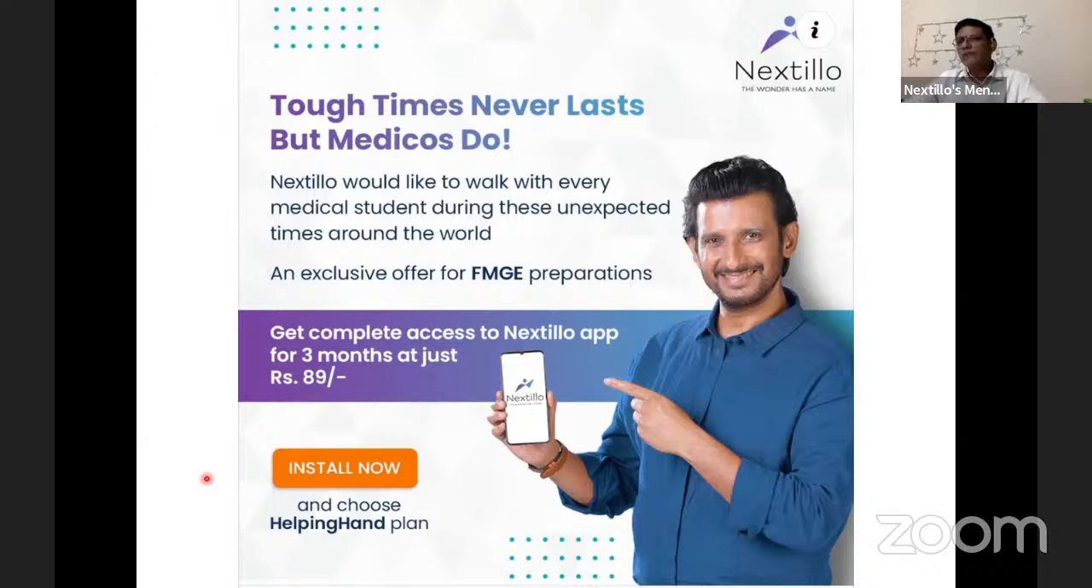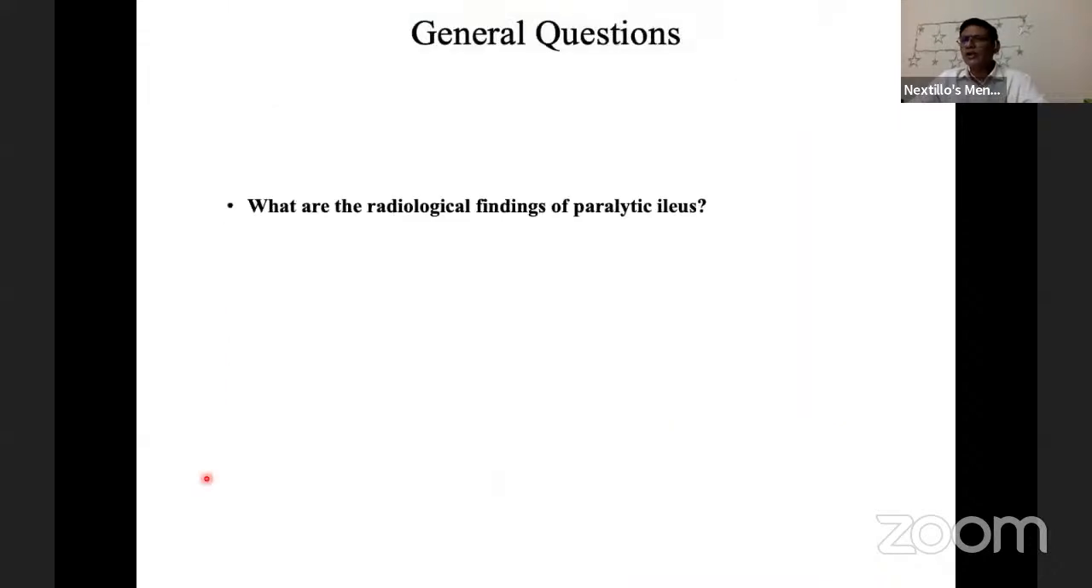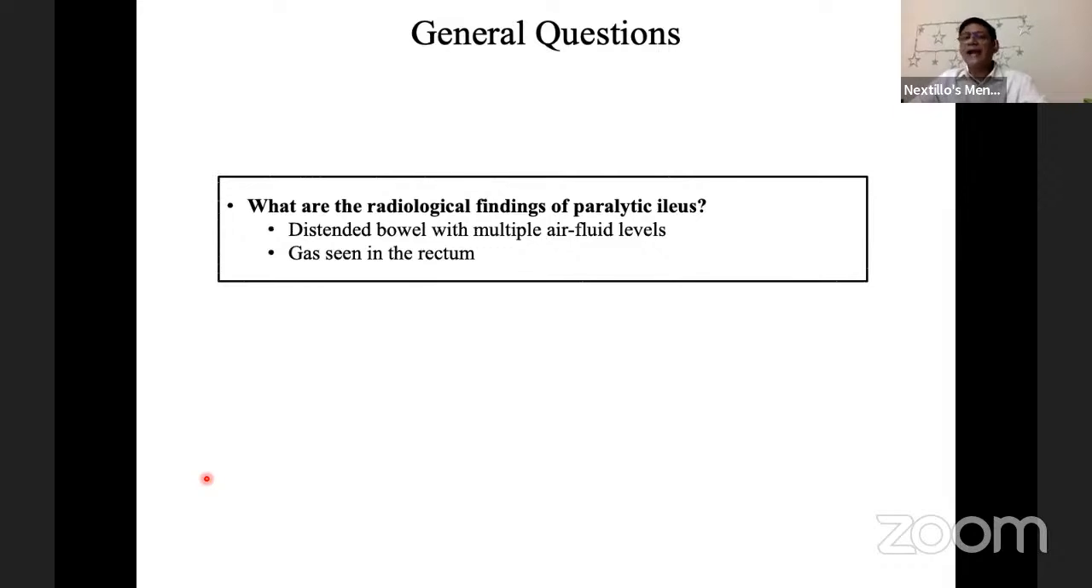So now coming back to some specific causes of the bowel obstruction and some general questions that may be asked. The first important thing is, what are the radiological findings of paralytic ileus? The radiological findings here are that the bowel loops are distended with multiple air fluid levels and gas is seen in the rectum. Remember that with the mechanical obstruction, there is no gas in the colon or the rectum. But with partial obstruction and functional obstruction, there is gas seen in the colon and the rectum.